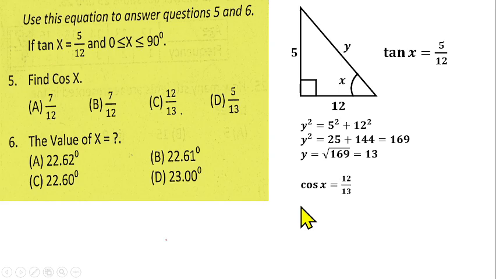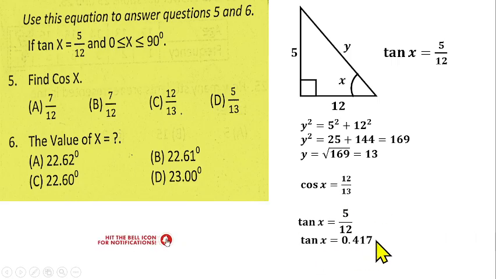Then for question number 6, we have to find the value of x. So from what is given to us, we are given that tan x is equal to 5 over 12. So you can change this one to a decimal number. Tan x is equal to 0.417. So you can find x by finding the tan inverse of this. So x will be tan inverse of 0.417, and that should be 22.62, which is option A.